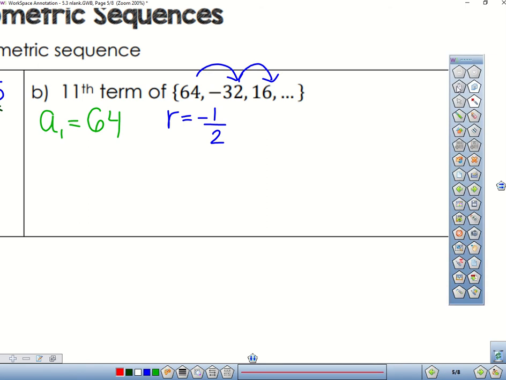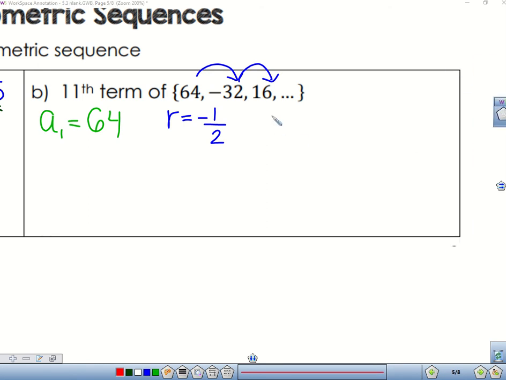So now that we have our a1 and our common ratio, which could also have been written as negative 0.5, a sub n is equal to my first term times my common ratio, which I'm putting in parentheses because it's negative, very important, to the n minus 1 power. And now that I have the general formula, I'm ready to plug in as needed.